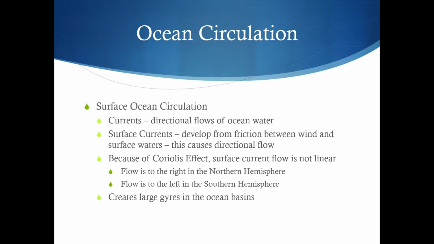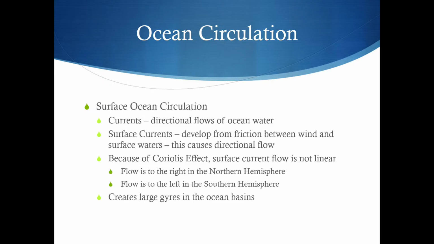The bigger thing that I want to talk about today are the different types of ocean circulation. There are two types that we're going to talk about. The first is surface ocean circulation. How does the water move around in the ocean basin? First of all, the shallow, upper layer of the ocean is called the surface layer, right? The water moves around in what we call currents.